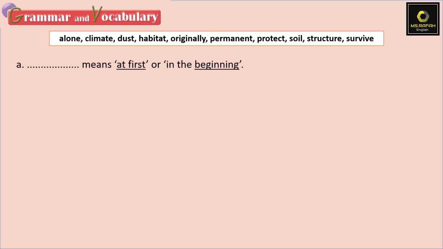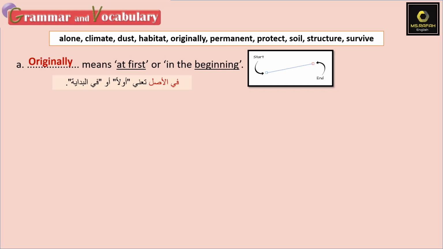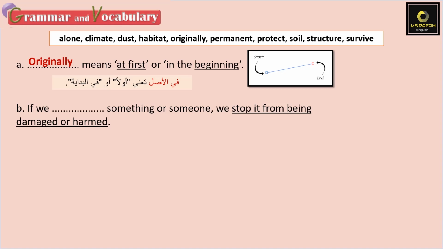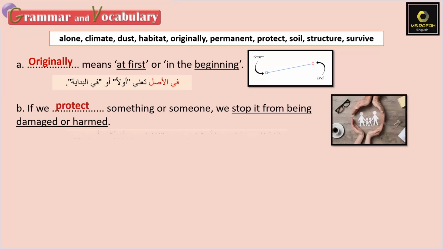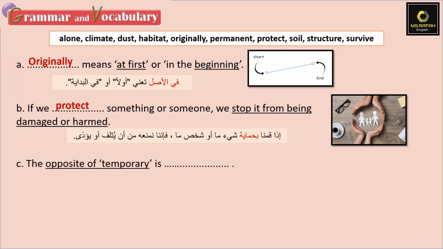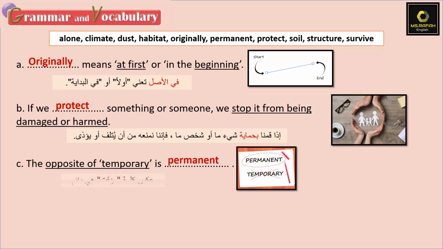Means at first or in the beginning. أي كلمة بمعنى first و beginning؟ originally. If we protect something or someone, we stop it from being damaged or harmed. The opposite of temporary is permanent.